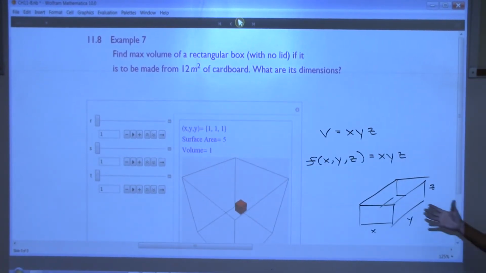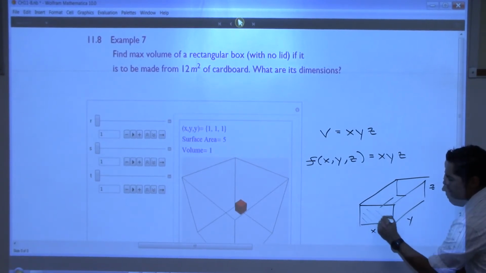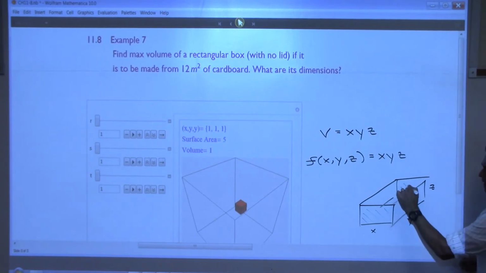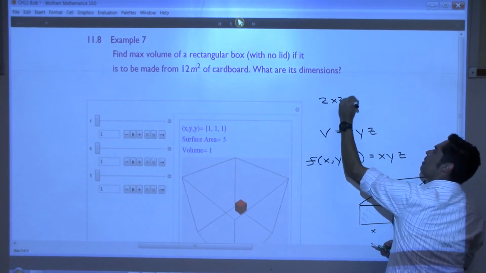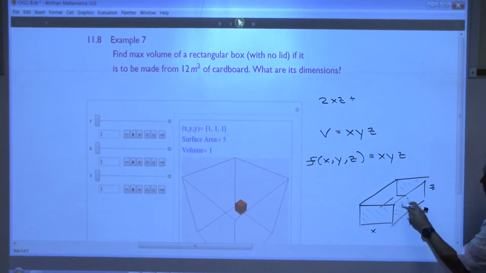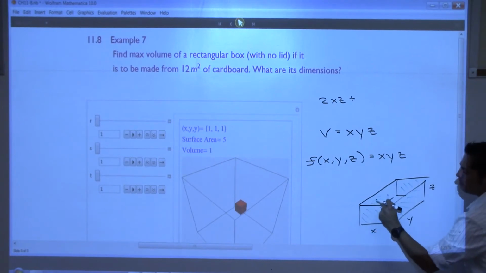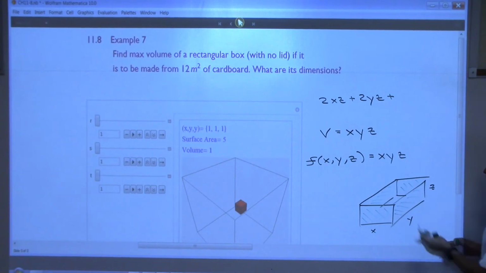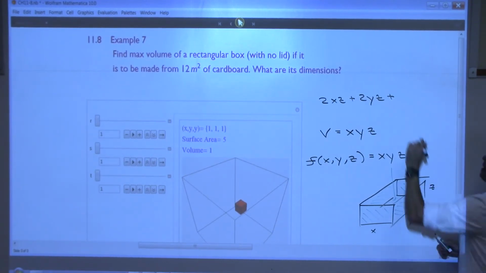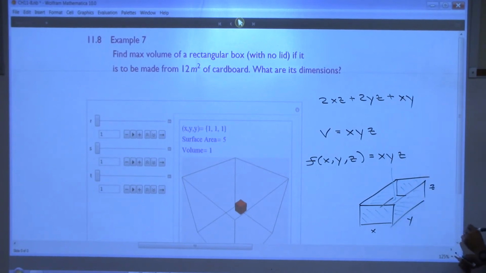That means the total surface area of this has to be 12, right? That's a constraint, isn't it? What's the surface area of this thing? So what's the surface area of this front face? XZ. How about that back right there? XZ. So I know that two XZs plus, how about this side right here? Y times Z, this side, Y times Z. I know that two of those plus the bottom, okay, what's the area of that bottom piece? Just one of them, XY, because it didn't have a lid, right? That must be 12.